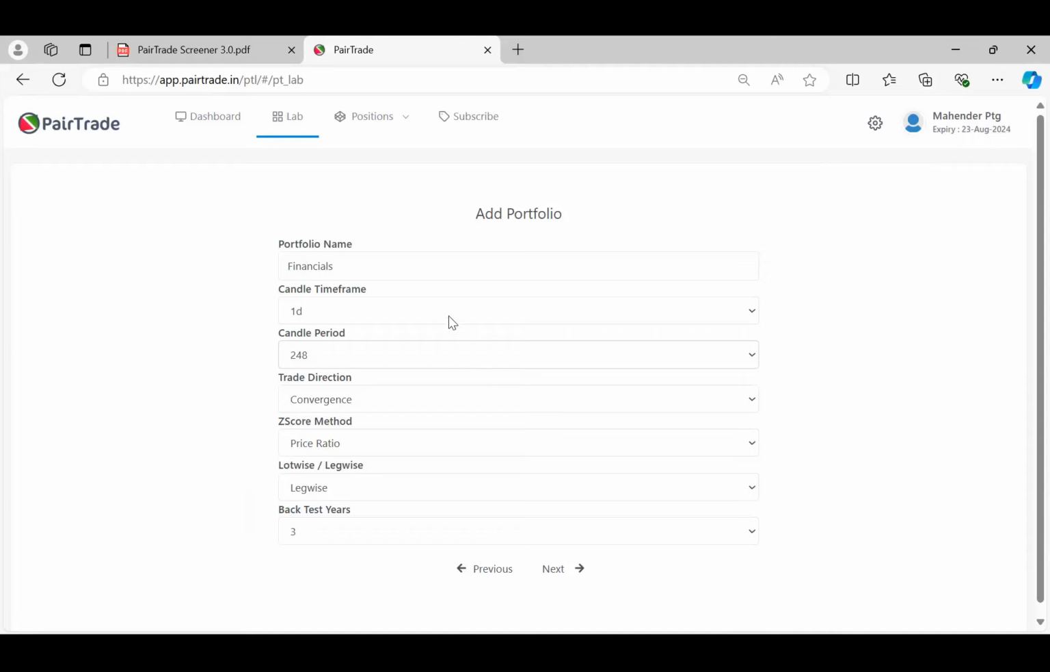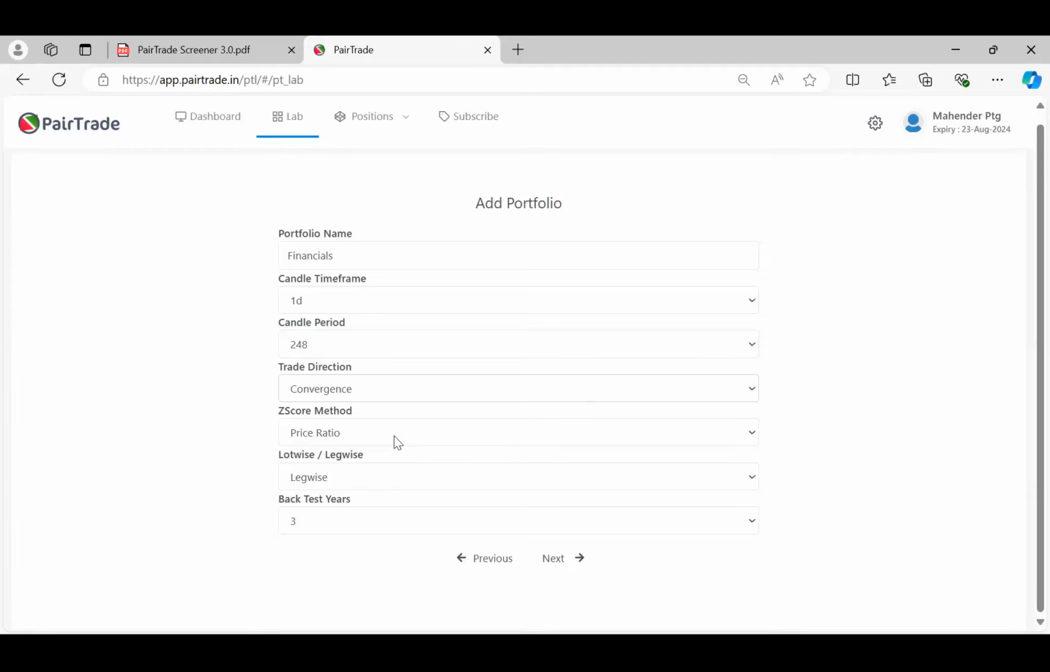So for example, if you are doing 5 minute candle, and you want to make 100 candles, you can use that. At the launch, I have given some fixed values, but in coming days, that would be updated so that you could give your own periods. Similarly, trade direction: whether you are doing experimentation with the convergence or divergence, you can select which one. Initially, we'll go with the convergence.